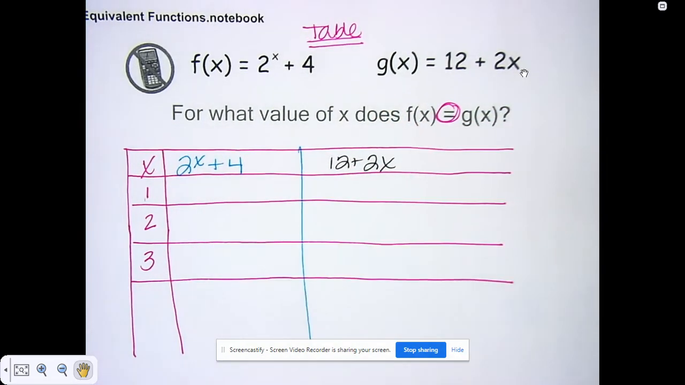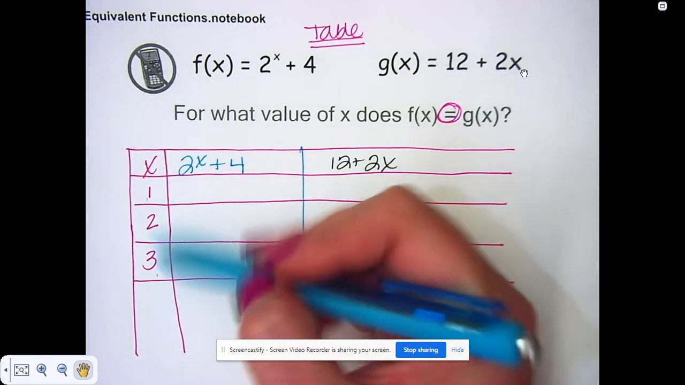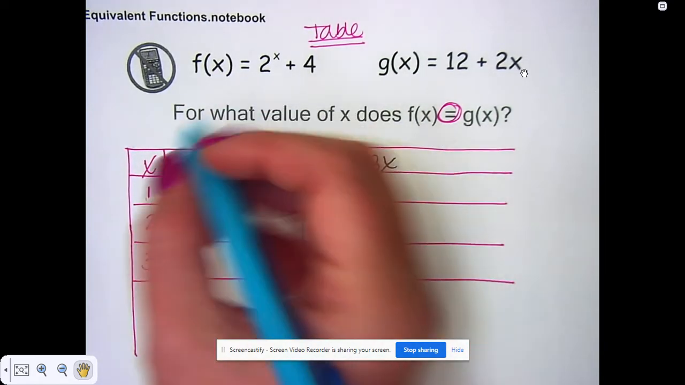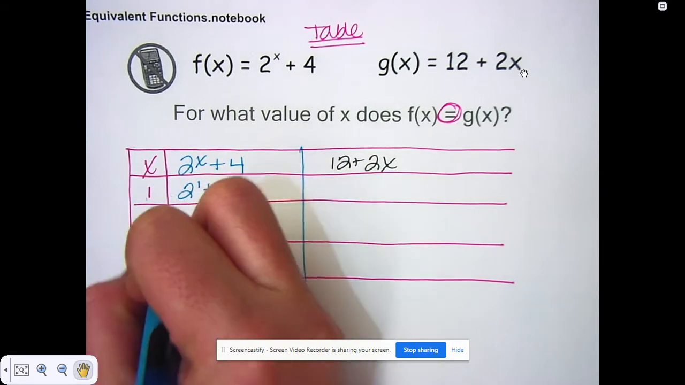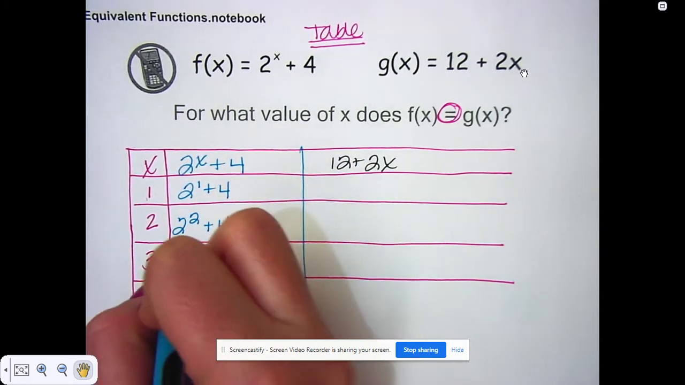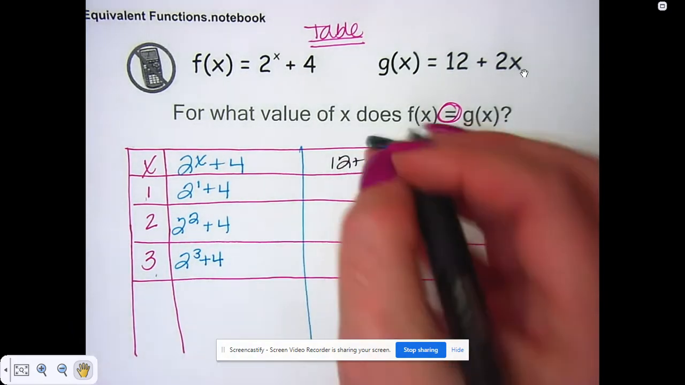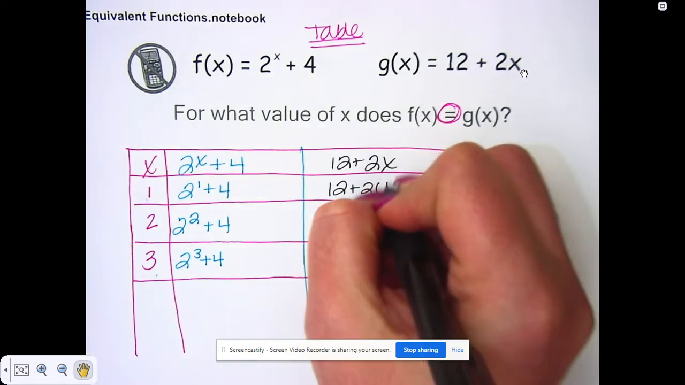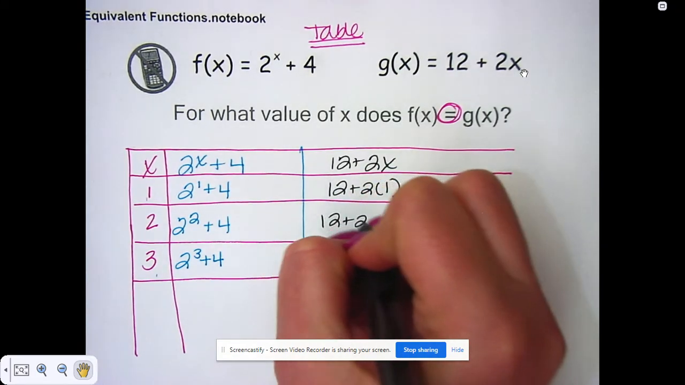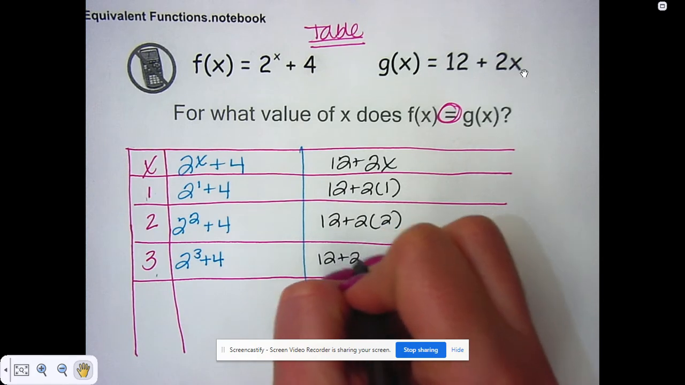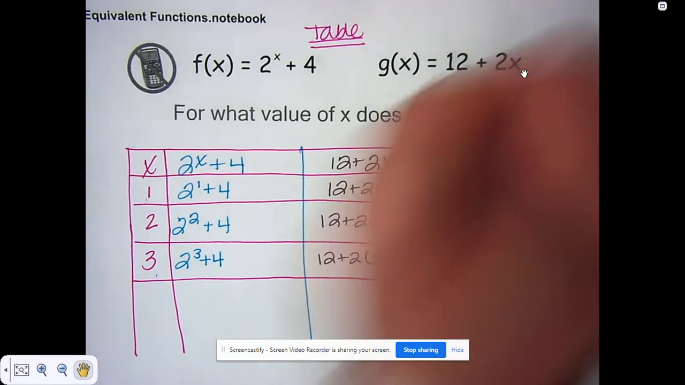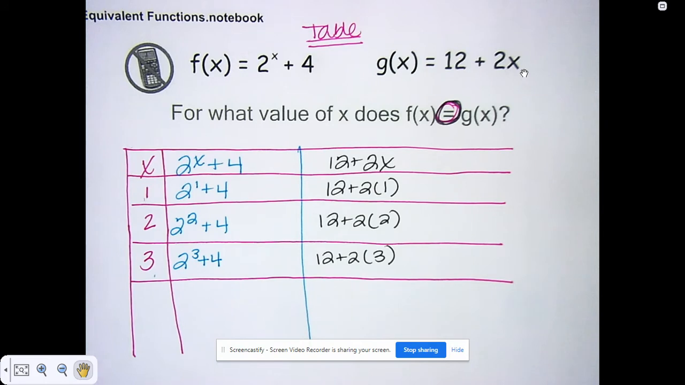So what I am going to do is plug my x's in for x in each equation. So 2 to the first plus 4, 2 squared plus 4, and 2 cubed plus 4. 12 plus 2 times 1, 12 plus 2 times 2, and 12 plus 2 times 3. Now remember, our goal is for them to be equal. So from here, I am going to evaluate. Basically, I'm going to use my order of operations and simplify each one of these expressions.